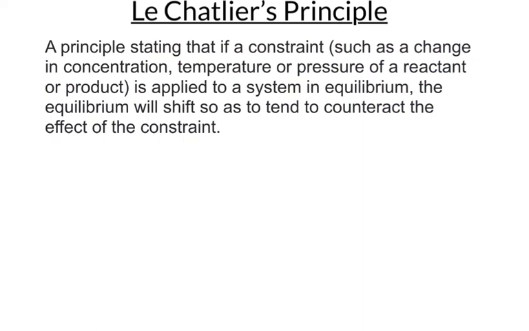All of these changes follow a principle called Le Chatelier's principle. Le Chatelier's principle states that if a constraint is applied to a system in equilibrium, the equilibrium will shift so as to tend to counteract the effect of the constraint. Things that are considered constraints are things like a change in concentration, as we've just seen, a change in temperature, a change in pressure of either the reactant or the product. And it simply states that if we change something, the equilibrium will shift to fix it.